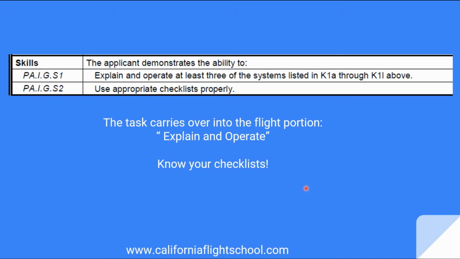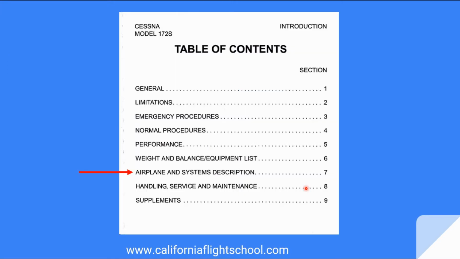And so in case you're wondering, well, what all do I need to know in regards to explain and operate? Well, the operate part would be straight out of the checklists. Your pilot's operating handbook may be a little different, but generally they are organized in this manner: general limitations, emergency procedures, and so forth. And then one of the chapters will be the airplane systems description.